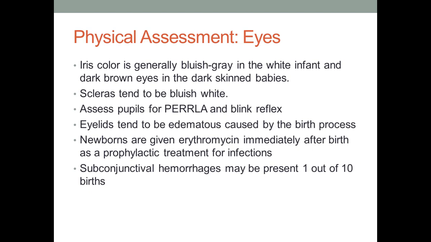Generally, their iris color is a bluish gray in white infants, and dark brown in any of the dark-skinned babies. Their sclera might be bluish, like a bluish white. And one thing we always do is check them for pearly, and make sure that there's a blink reflex.